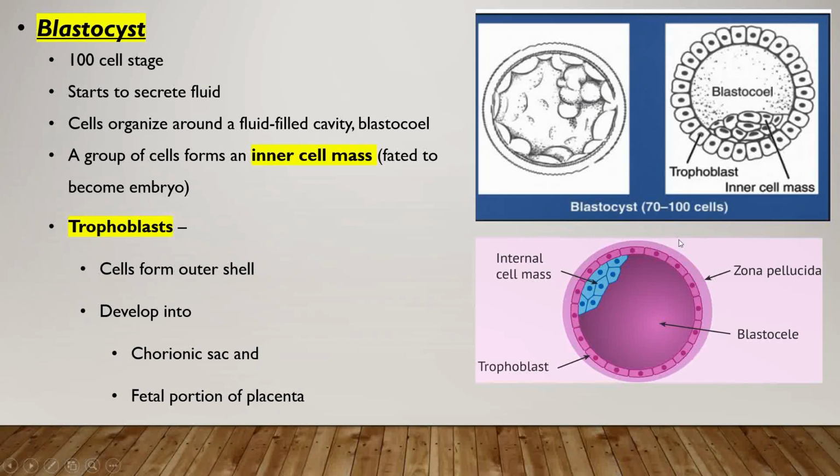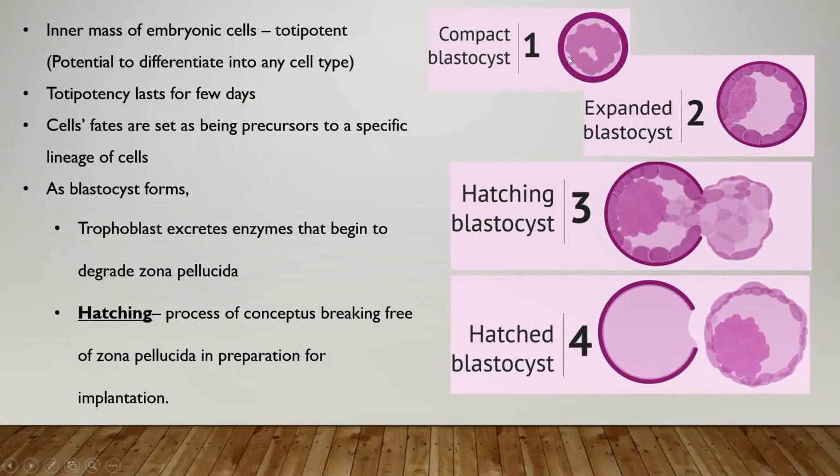So you can see the blastocyst here having 2 different types of cells: the cells which are forming the outer shell, that is the trophoblast, and this is the inner cell mass, and this is the cavity which is known as blastocele. Now here, if you see, this is the compact blastocyst, and here the cavity appeared, and then there will be hatching of the blastocyst, and this one which is coming out is known as the hatched blastocyst.